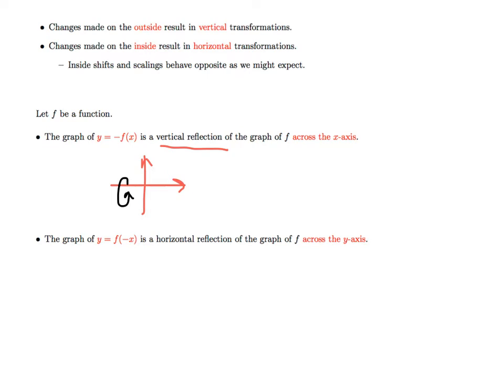And when we talk about horizontal reflections, when we multiply by -1 on the inside, this is going to result in a horizontal reflection. And what that means is we're going to take the graph and reflect it over the y-axis. So we're going to spin it around like that. So let's take a look at an example and see how these behave.